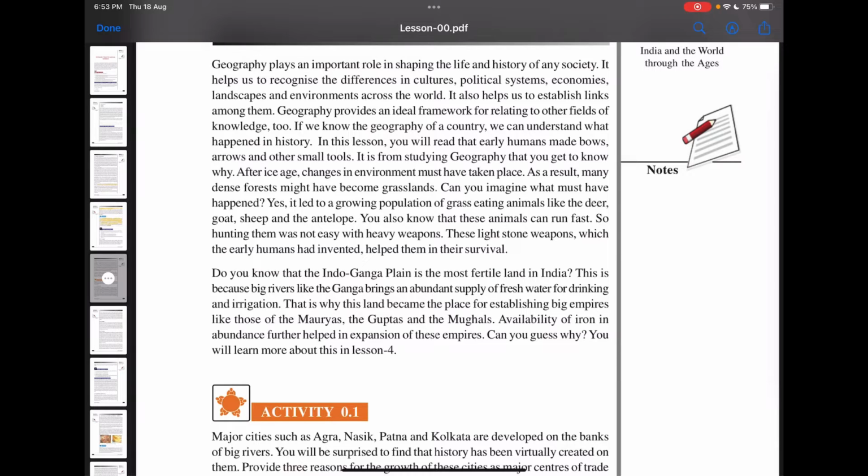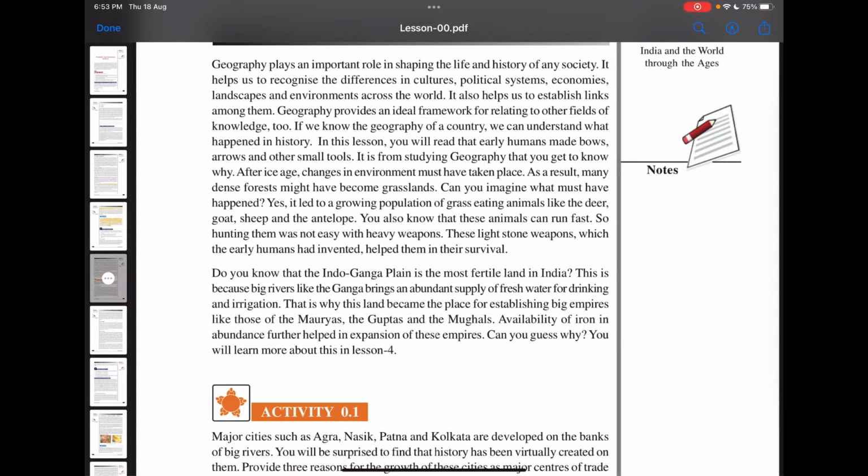Can you imagine what must have happened? Yes, it led to a growing population of grass eating animals like the deer, goat, sheep, and antelope. You also know that these animals can run fast, so hunting them was not easy with heavy weapons. These light stone weapons, which the early humans had invented, helped them in their survival.